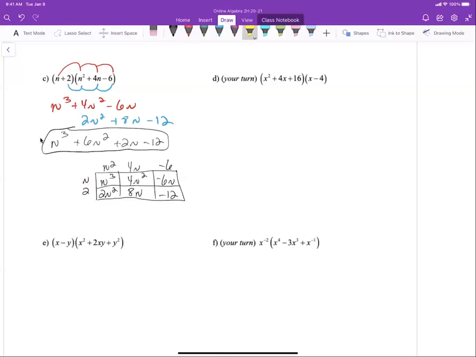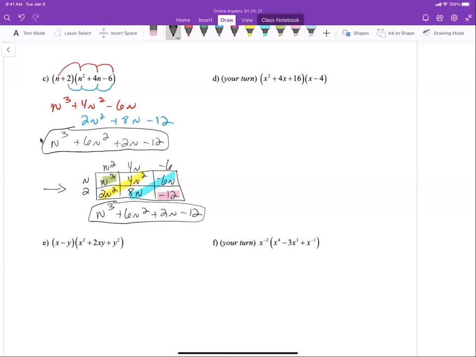Now I can combine terms. This is the only n cubed, and this is the only constant. So you can do it this way if you would like to organize your terms in that manner. So 2n squared plus 4n squared gives me 6n squared. 8n minus 6n gives me 2n, and then I have negative 12 by itself. Same answer, different way, whichever one you like. It's an easier way to organize your work.